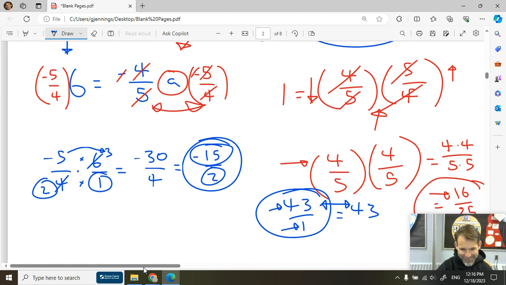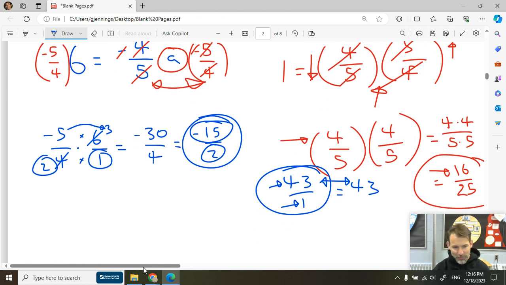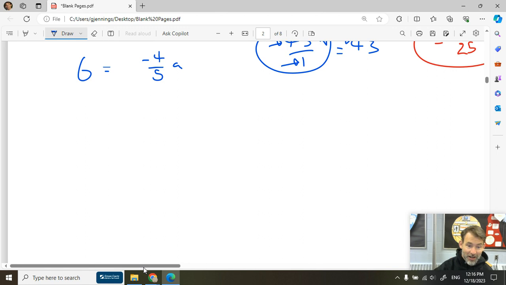So, I'm sensing I'm losing some people who want this skill. So I'm going to try it again from the beginning. 6 equals negative 4 over 5a. Let's do the question fresh, as though we're starting it right from the beginning, folks. I'm going to multiply both sides by 5 over 4, but negative. Put that over 1 because I'm allowed to do that, and multiply by 5 over 4.